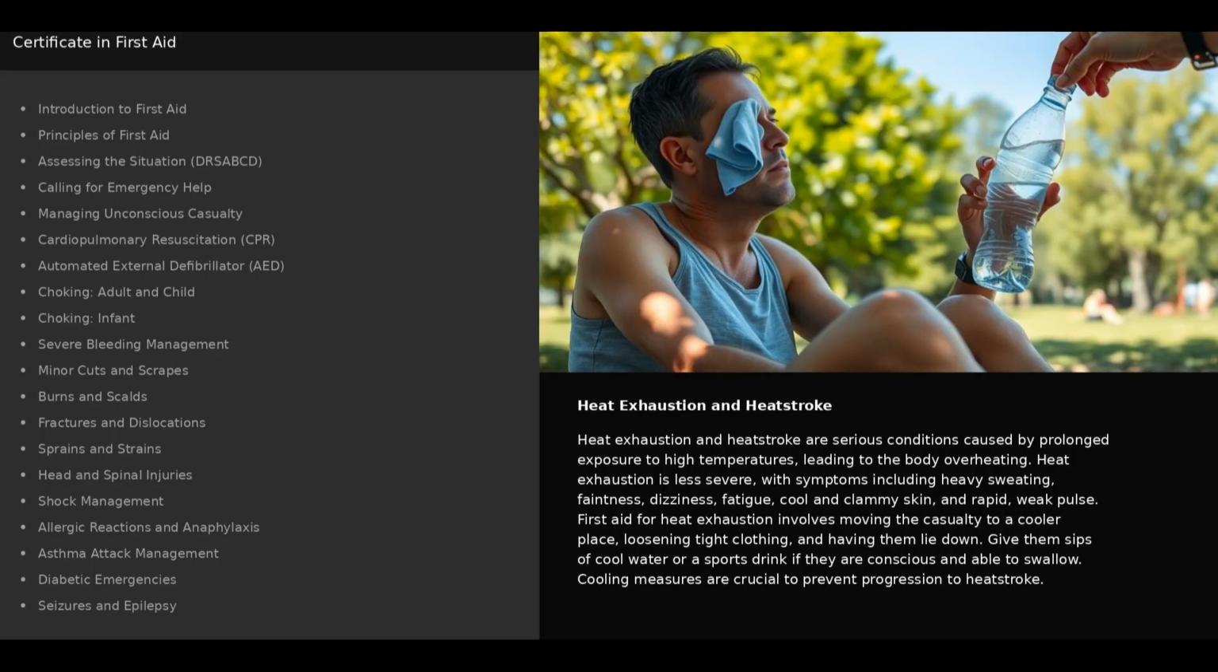Heat exhaustion and heat stroke. Heat exhaustion and heat stroke are serious conditions caused by prolonged exposure to high temperatures, leading to the body overheating. Heat exhaustion is less severe, with symptoms including heavy sweating, faintness, dizziness, fatigue, cool and clammy skin, and rapid, weak pulse. First aid for heat exhaustion involves moving the casualty to a cooler place, loosening tight clothing, and having them lie down. Give them sips of cool water or a sports drink if they are conscious and able to swallow. Cooling measures are crucial to prevent progression to heat stroke.